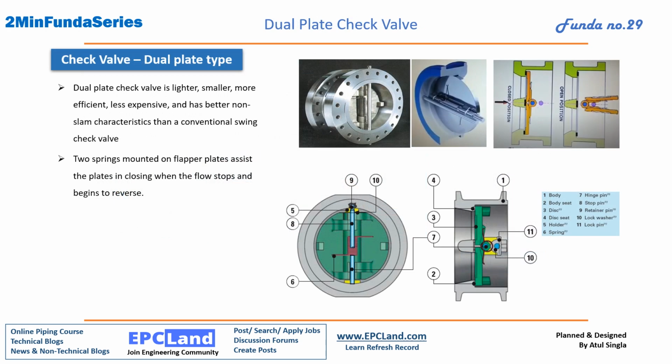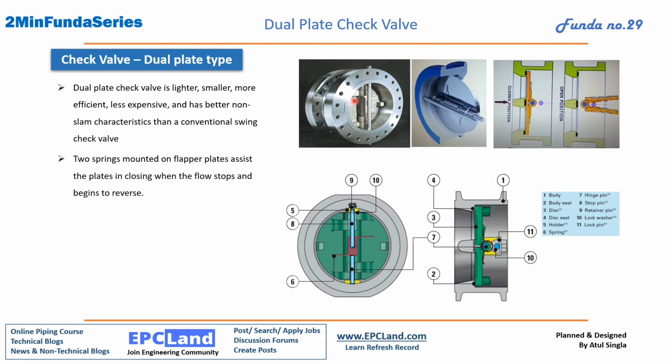So this one is check valve dual plate type. Okay, dual plate check valve is lighter, smaller, more efficient, less expensive, and has better non-slam characteristics than conventional swing check valve. Okay, so if you see, there are two springs mounted on flapper plates, which assist the plate in closing when the flow stops and begins to reverse.